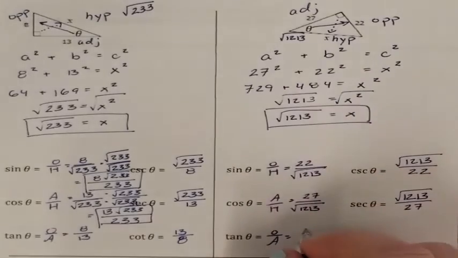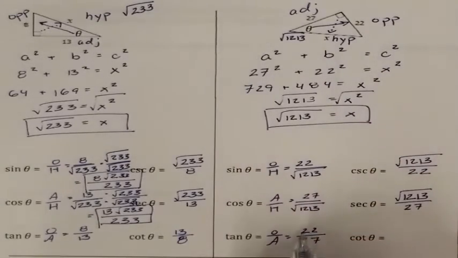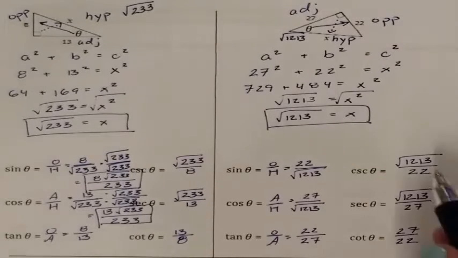Tangent is opposite, which we said was 22, all over adjacent, which we said was 27. This cannot be simplified at all. They have nobody in common. So my cotangent is 27 all over 22. These four are in simplified form.